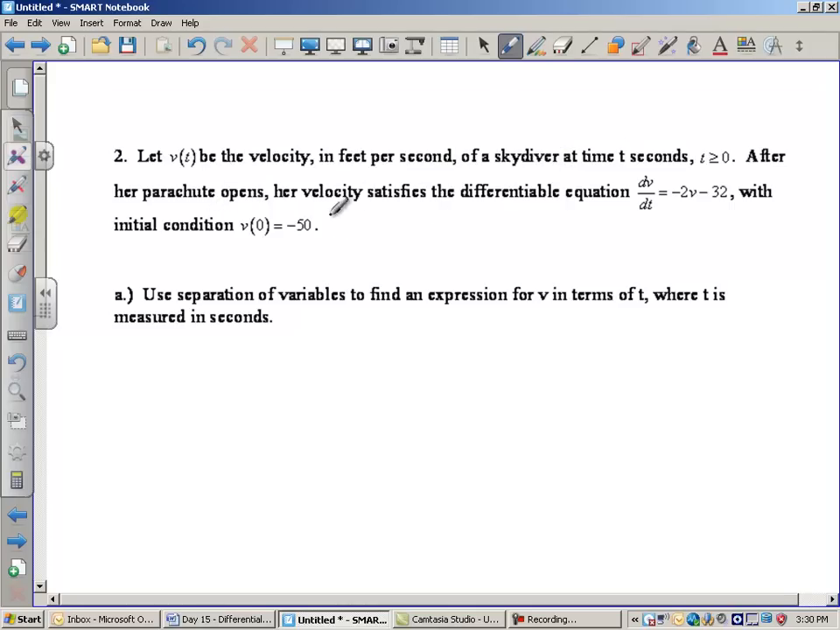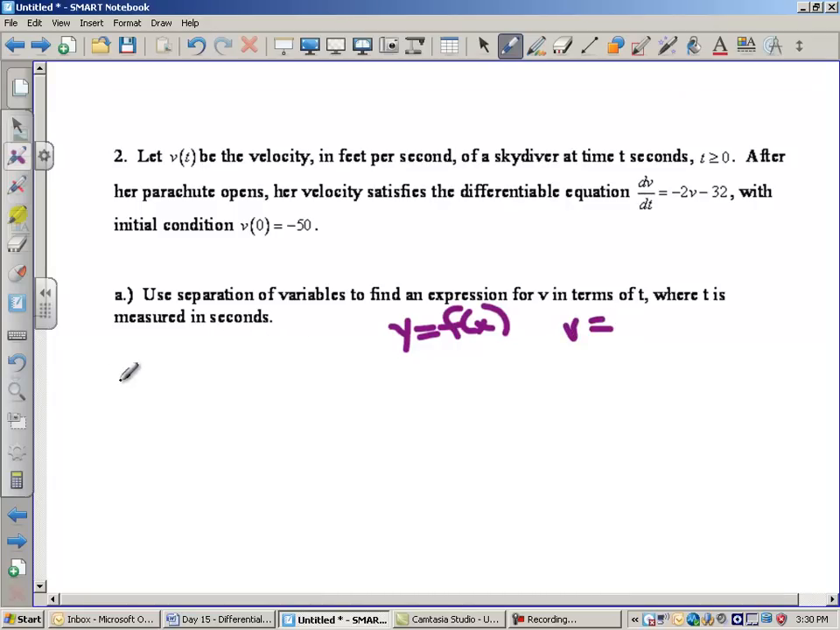After her parachute opens, her velocity satisfies the differential equation dv/dt equals negative 2v minus 32 with an initial condition. So first of all, we have to use separation of variables to find an expression for v in terms of t. This is similar to y equals f of x. They're asking you here to find some function of t. They want you to find v equals.